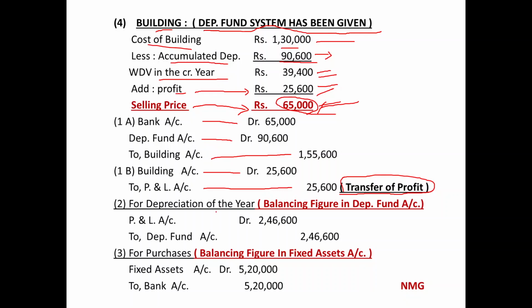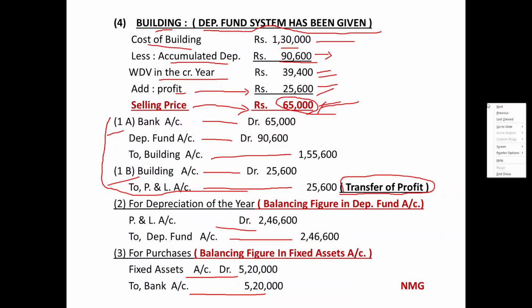Remaining two journal entries are for the depreciation of the current year. Once you close the depreciation fund account, you will find a balancing figure on the credit side, which would be the depreciation of the current year. Profit and loss account debited to depreciation fund account credited. And once you close the fixed assets account, you will find a balancing figure on the debit side, which would be the purchases made in the current year. Fixed assets account debited to bank account credited 5,20,000. Let us give the posting of these two journal entries and decide the balancing figure.